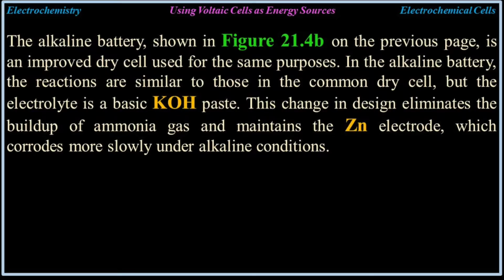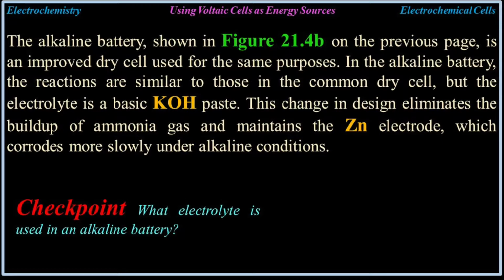The alkaline battery shown in figure 21.4b on the previous page is an improved dry cell used for the same purposes. In the alkaline battery, the reactions are similar to those in the common dry cell, but the electrolyte is a basic potassium hydroxide paste. This change in design eliminates the buildup of ammonia gas and maintains the zinc electrode, which corrodes more slowly under alkaline conditions.